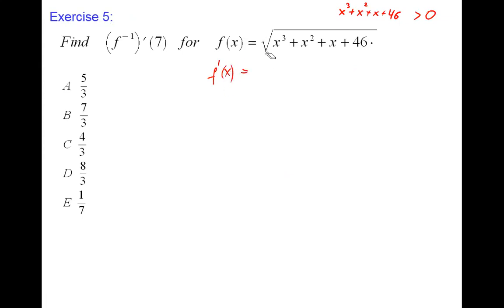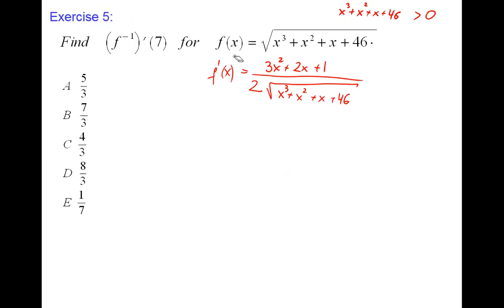Let's find the derivative. We have the square root of the inner function. That means the derivative of the square root is 1/2 times 1 over the square root, yes, we remember that, and times the derivative of the inner function. I can put on the top 3x squared plus 2x plus 1.